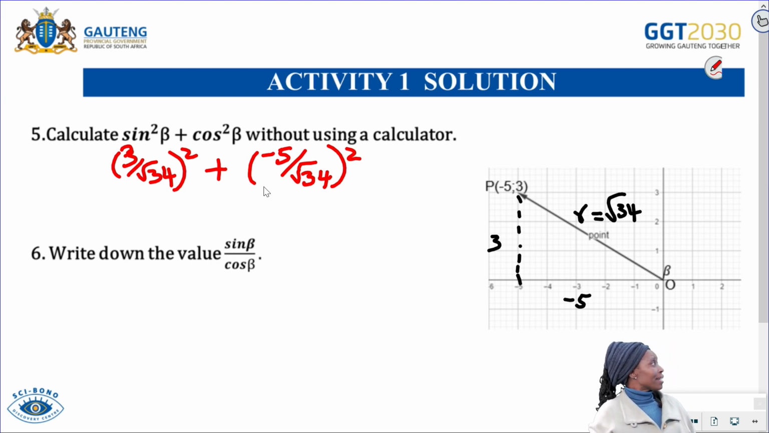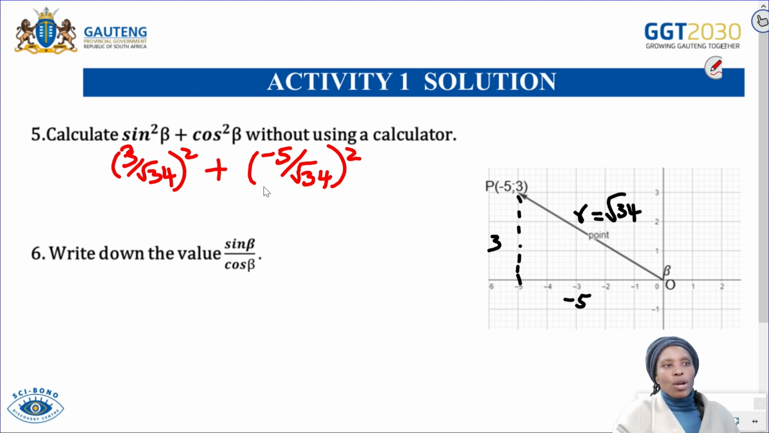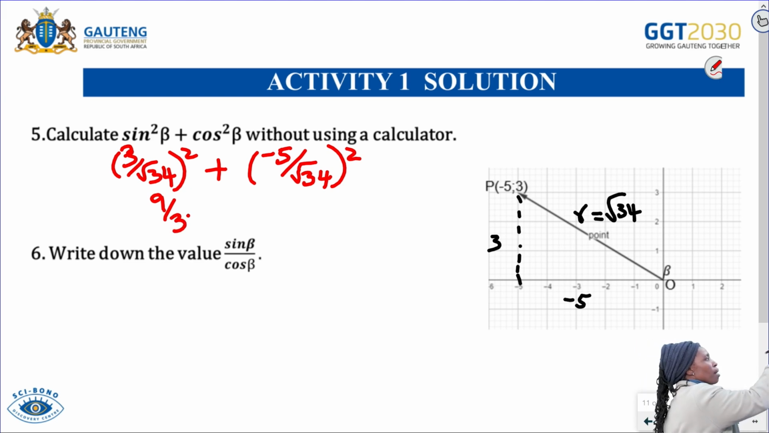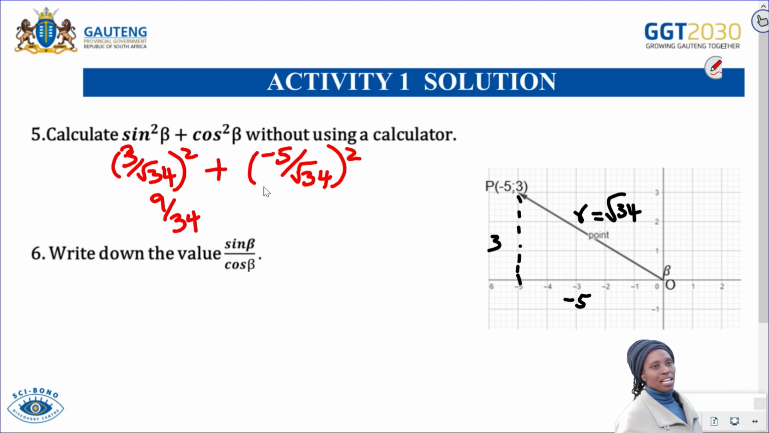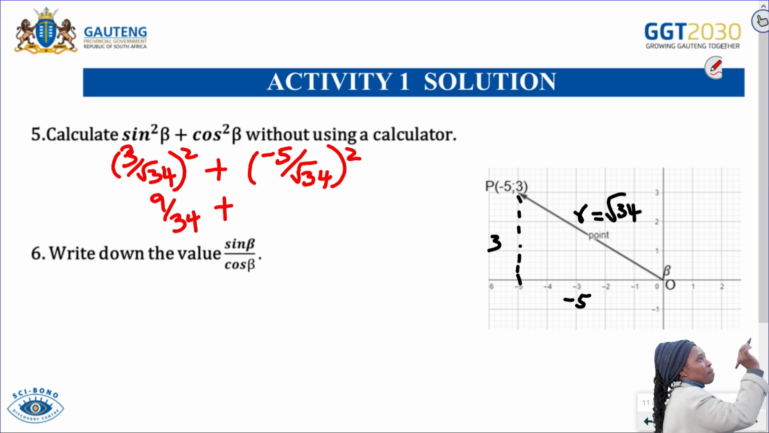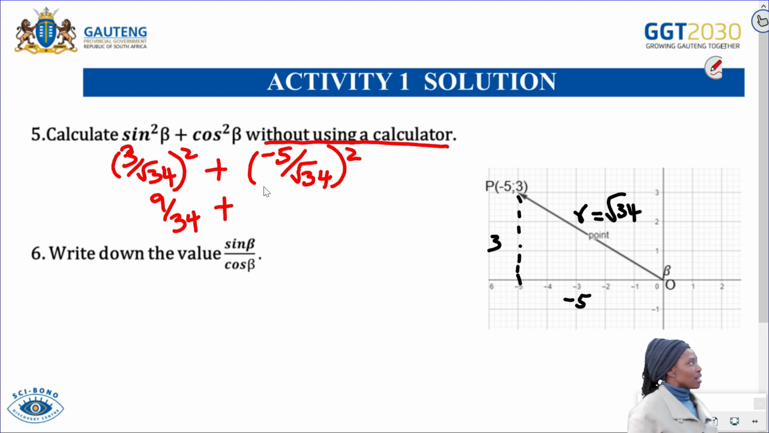And when I am squaring, I'm squaring everything that is inside the bracket. I square the 3, which is the numerator. I also square the square root 34, which is the denominator. When I square 3, I get 9. When I square square root 34, I get 34, because a square and a root cancel each other. Then there's no root anymore. Plus, remember they said without using a calculator. I'm not using a calculator here.